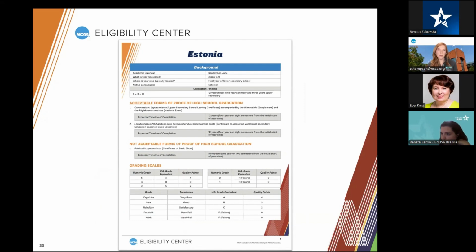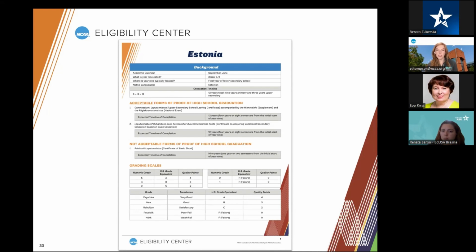So the first example I'm going to use in today's presentation is Estonia. Every country has a background information section at the top. It's going to tell you what is year 9 called in that country for NCAA purposes, because remember, we're looking at your coursework from year 9 through secondary school graduation. So it's important to know what we consider year 9 for NCAA purposes, because that's going to vary everywhere in the world. Some people try to convert to the US system. So this is your one-stop resource to know what we will be looking at for your eligibility.